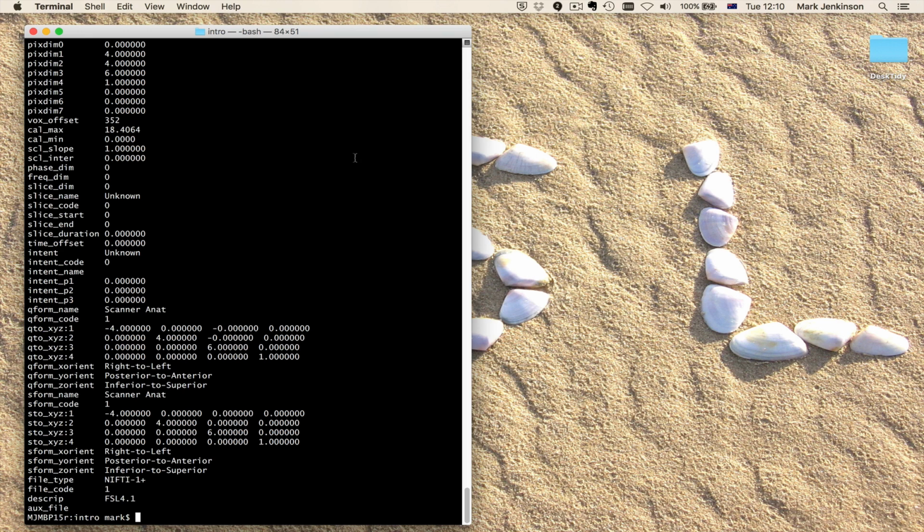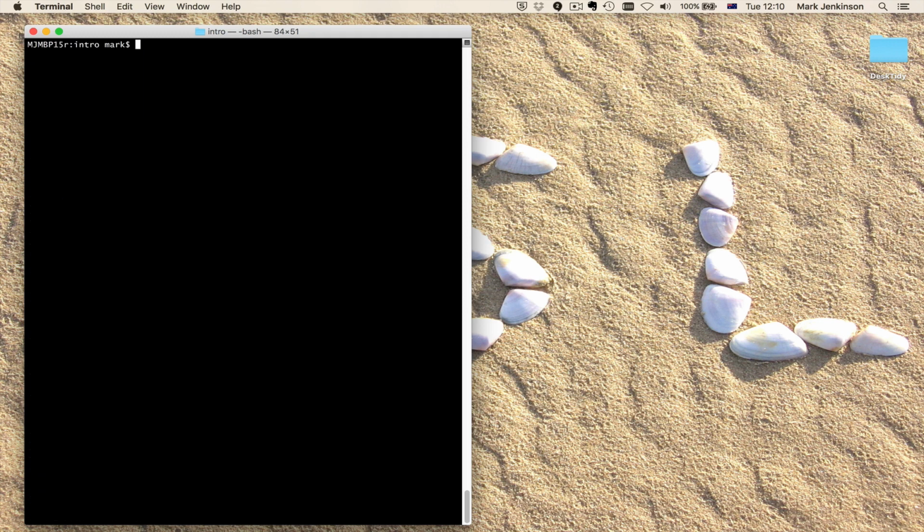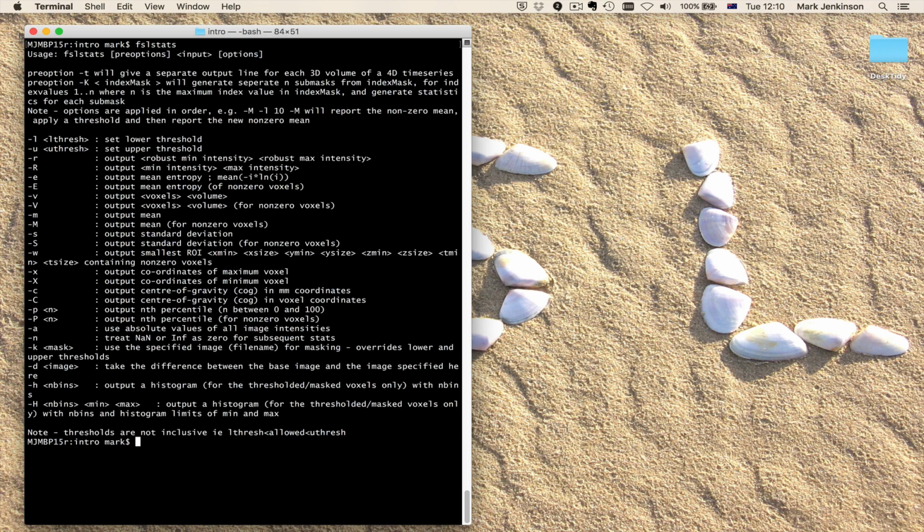Okay, the next tool that we can use is called fslstats, and that's a general tool for looking at some of the statistics or values that are in the image. So it's quite flexible, and there are quite a lot of different ways in which you can use it. And to get those ways, you can always type fslstats by itself and hit enter to get all of the options.